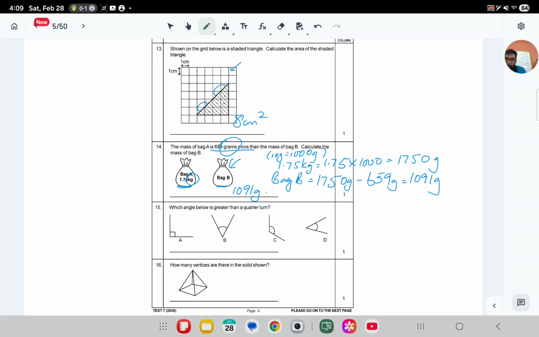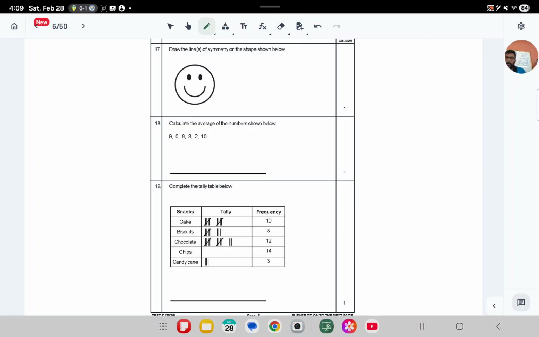Which angle below is greater than a quarter turn? So we know this here is a quarter turn. So we're looking for anything wider than this, which is this C. How many vertices are there in the solid shown? 1, 2, 3, 4, 5. Number 17, draw the lines of symmetry on the shape shown. So it has one vertical line of symmetry.